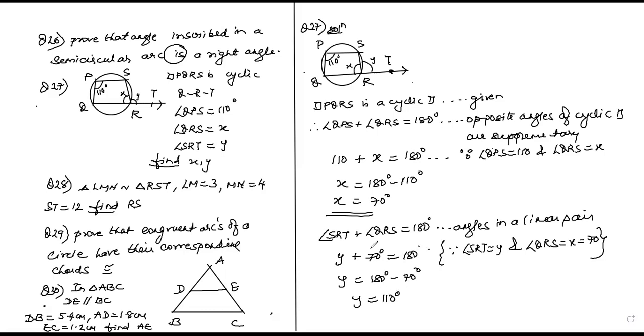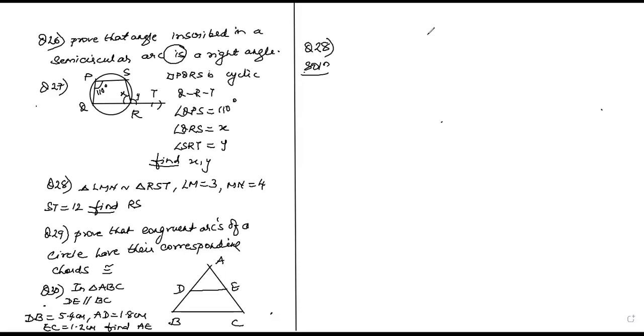Of course, the easier way would have been this. If we have learned the property that the exterior angle of a cyclic quadrilateral is congruent to the interior opposite angle, SRT equals QPS, so SRT, Y, equals 110. Directly we could have written that. Okay, that would have been much easier. We move on to question number 28.